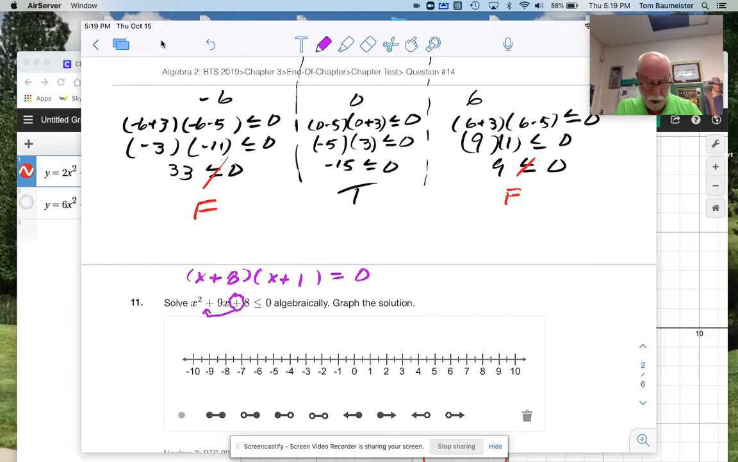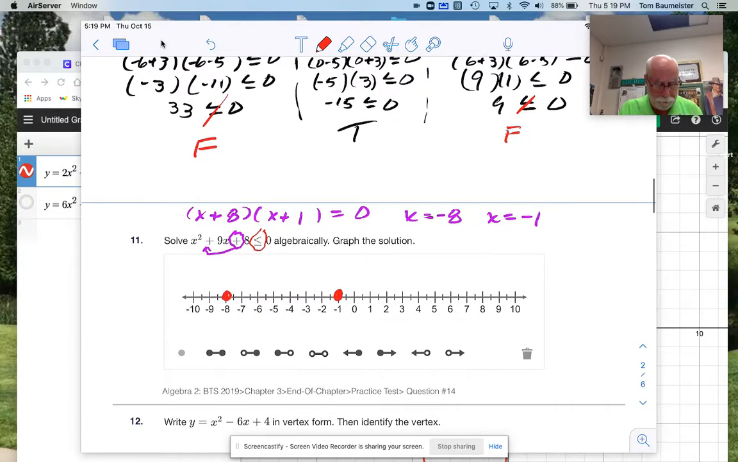By the zero product property, x plus 8 is equal to 0. If I solve that, I get x is equal to negative 8. And I get x is equal to negative 1. So those are our two. And again, look at this right here. This one says less than or equal to. So we know that at negative 8 and at negative 1, we are going to fill in the circle. So again, you're going to use this one.